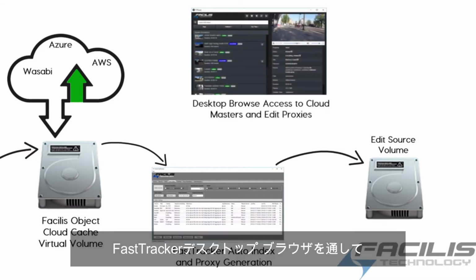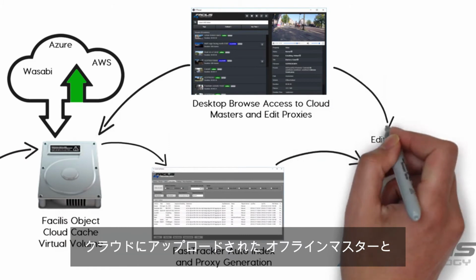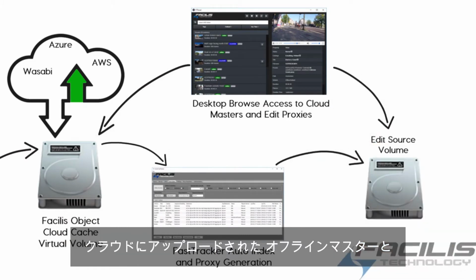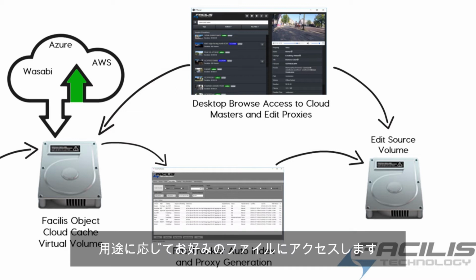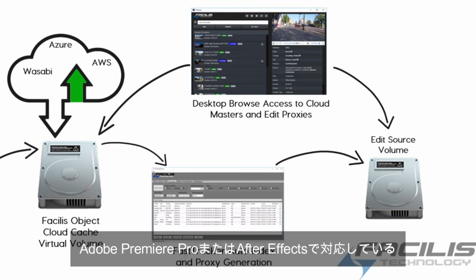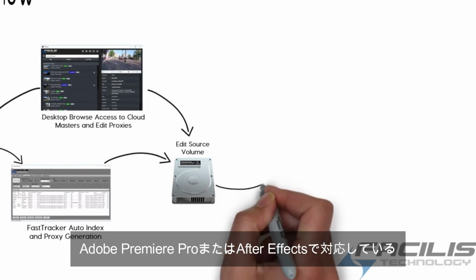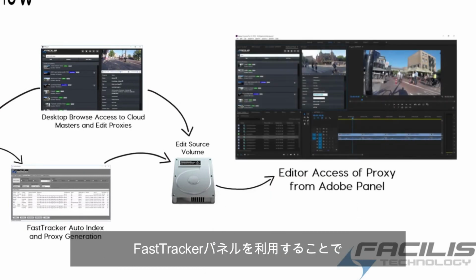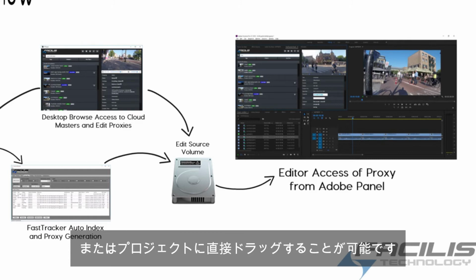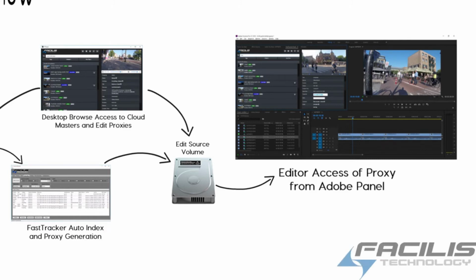Through Fast Tracker Desktop Browse, the user can see both the now offline masters that have been uploaded to the cloud and the online proxy version and has access to either one. In Adobe, within Premiere Pro or After Effects, our Fast Tracker panel gives the user access to all of the proxy files into the timeline or into the project directly.